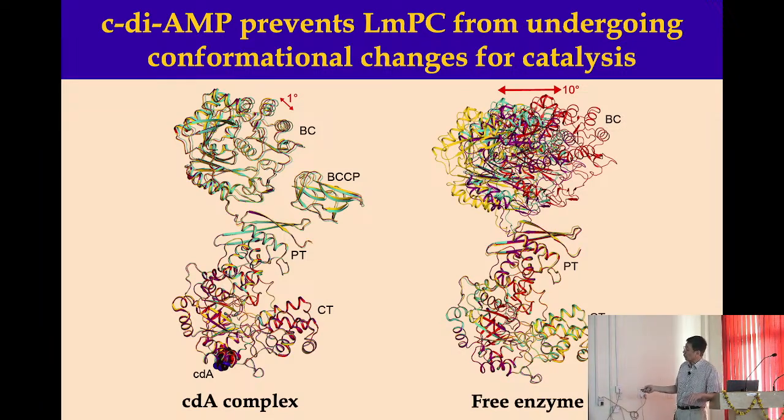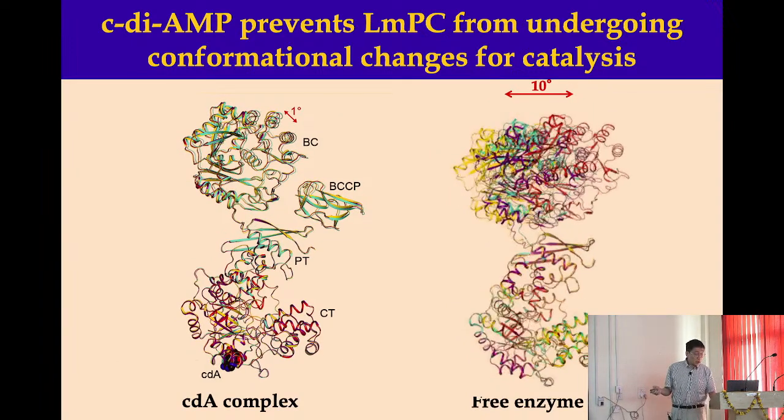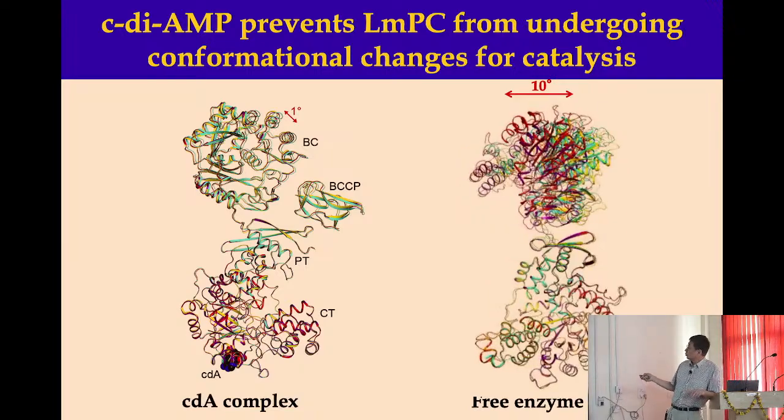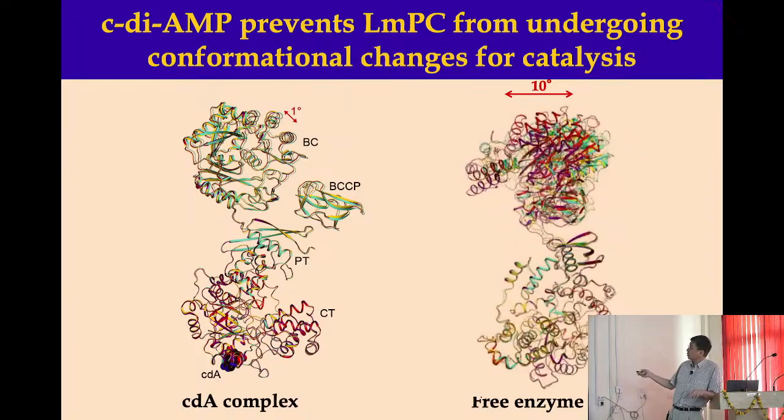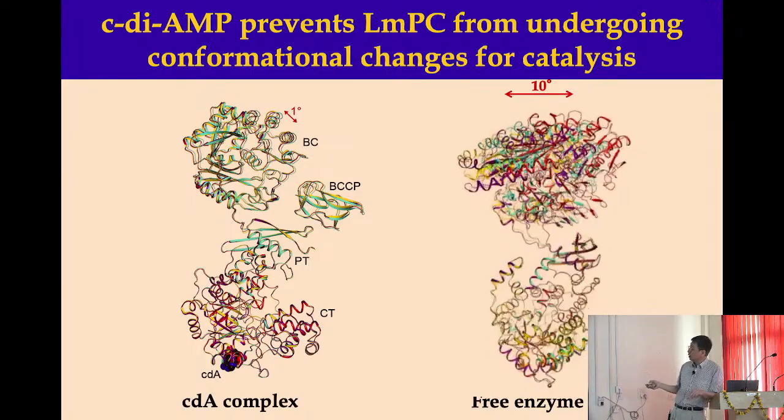If you do the same thing on the free enzyme, overlay on the CT part, everything overlays quite nicely. BC is all over the place. So the enzyme is very dynamic in the free enzyme state, and the cyclic di-AMP bound form is very rigid. And that's shown in the little movie right here as well. So you can see the difference right here. I didn't morph it, but you can spin it around. You can see the difference in the BC part.